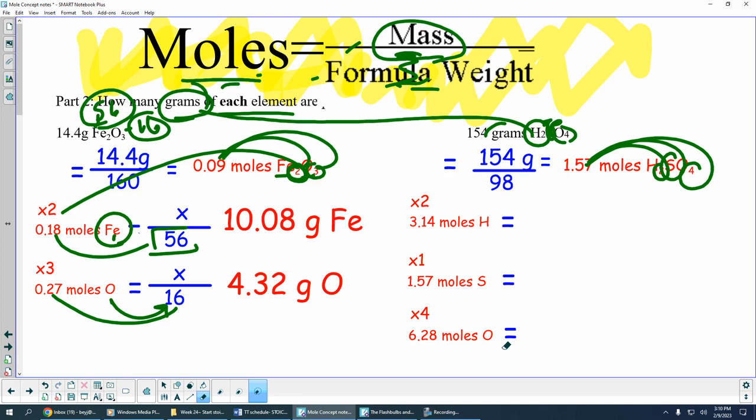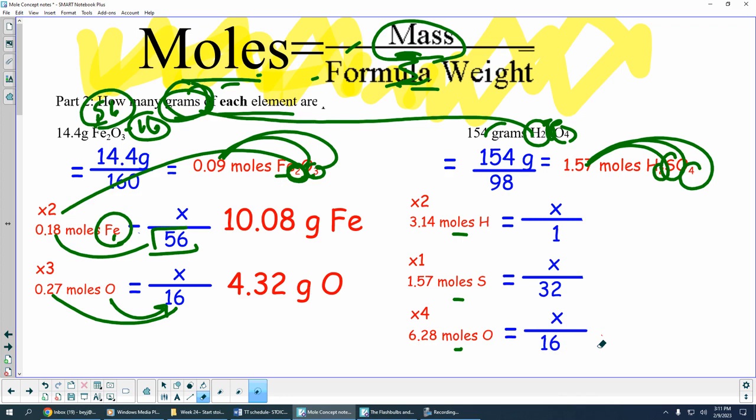Now, I don't want moles of each element. It asks me for grams of each element. So what I'm going to do is say X over the formula weight of 1 hydrogen, X over the formula weight of 1 sulfur, and X over the formula weight of 1 oxygen.